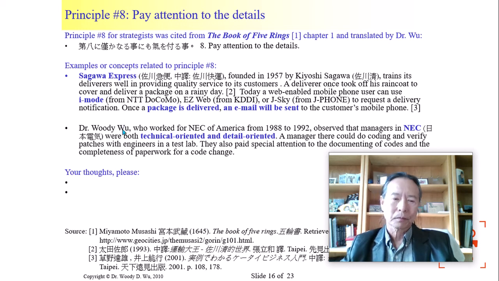Dr. Woody Wu, who worked for NEC of America from 1988 to 1992, observed that the managers in NEC, a Japanese company, were both technical-oriented and detail-oriented. A manager one time came down to the lab with Dr. Woody Wu to change the codings, so they can do codings and verify patches. That's good and bad, depends on how you use it.